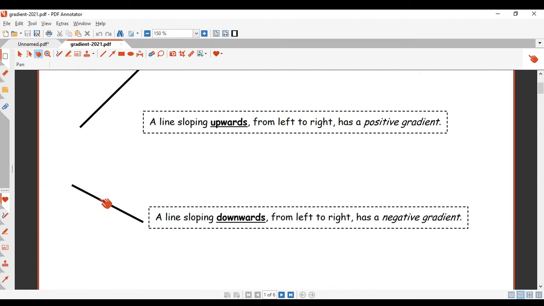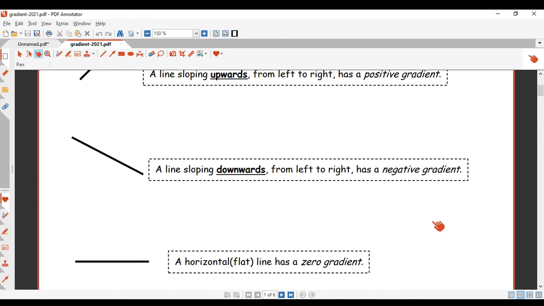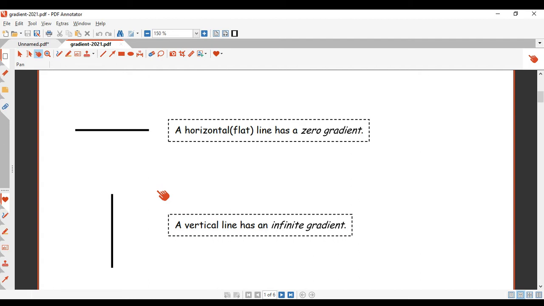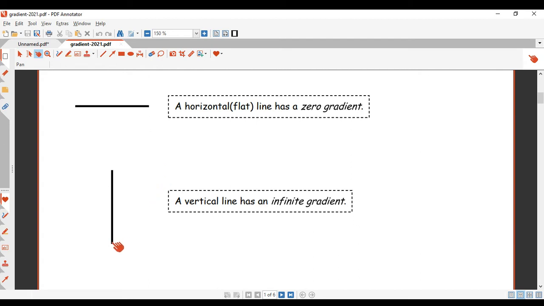A line that slopes down from left to right, we say has a negative gradient. A line which is horizontal obviously doesn't slope up or slope down. We say that's got a zero gradient. Now a vertical line that's not sloping up or down to the left or the right, we say that's got an infinite gradient or an undefined gradient, right? Completely vertical.